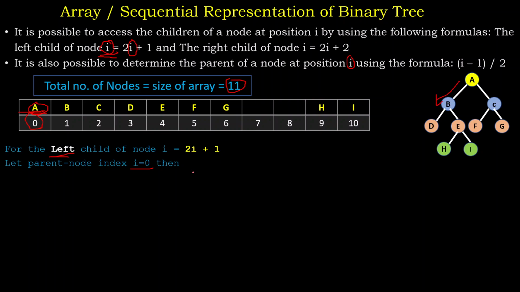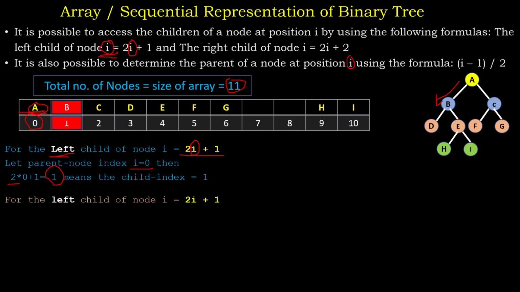So let's see how to calculate this. We have the formula here, and by using this formula we can calculate. As the parent index is 0, 2 into the index of the parent, 0, plus 1 gives index 1. So this is the child index and this is the parent index. In this way you can do it.